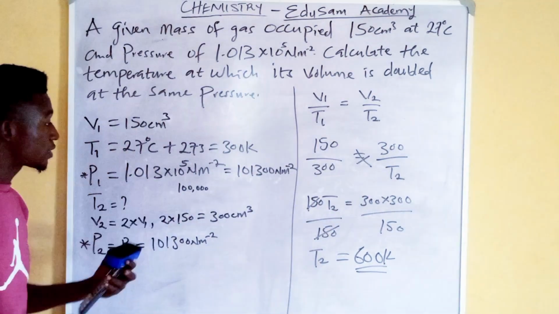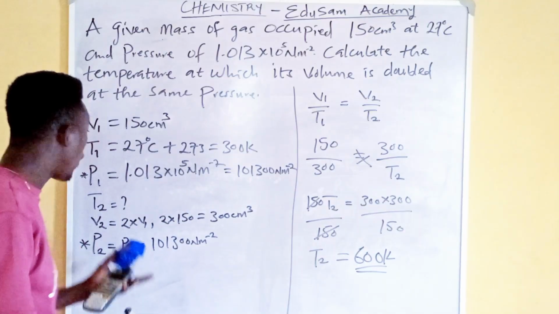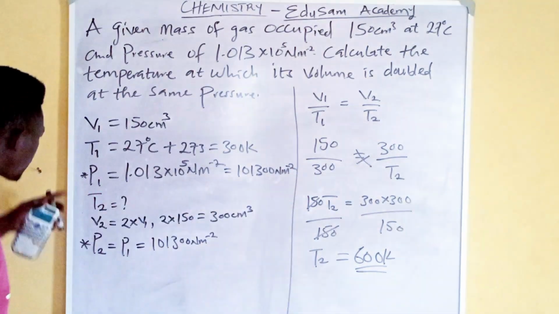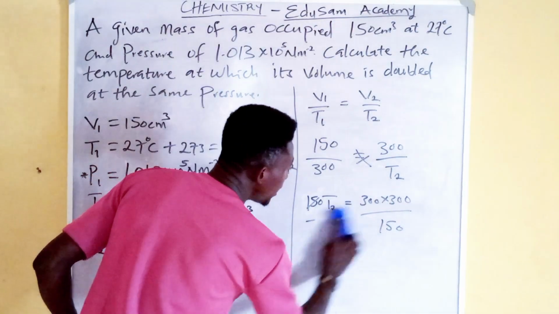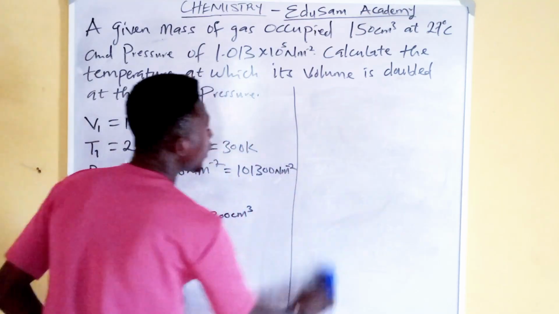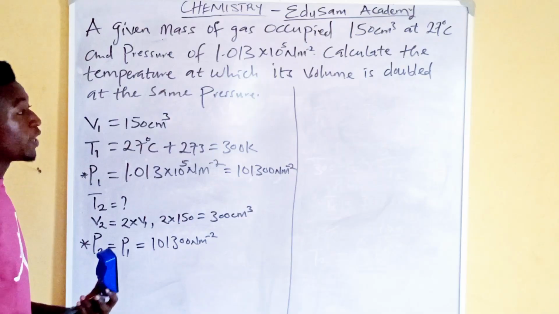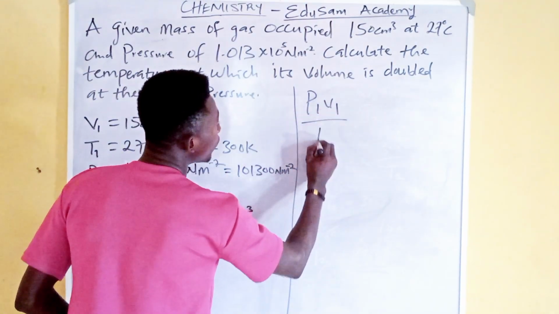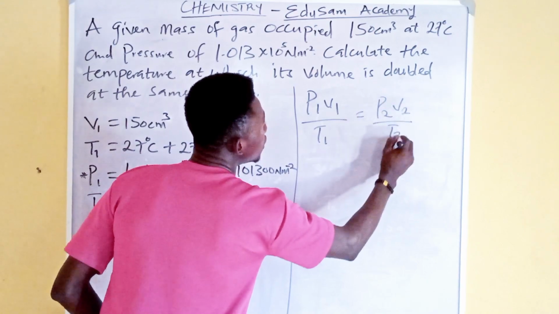Now, this is the first method. Now, let me show you the second method on how to solve it. In this first method, our pressure is constant, so we didn't use it. Now, let's use our pressure. But if you are going to use pressure now, we are not going to use Charles' law again. So we are going to use the general gas equation. And the general gas equation says P1 V1 over T1 equals P2 V2 over T2.